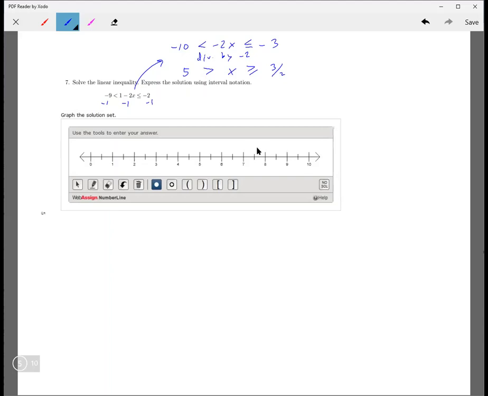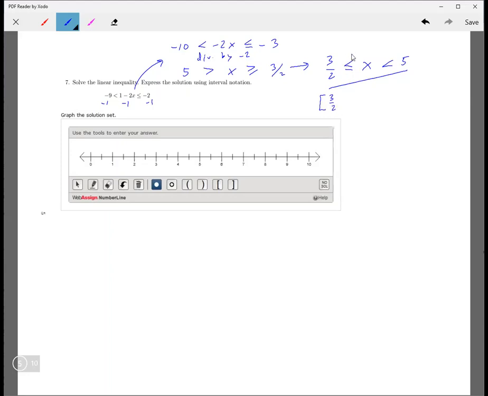Now, it's customary to go from the smallest to the largest, right? And that's what we started out with right here. But here, since the direction of the inequality was flipped, we're going from largest to smallest. So you just rewrite it this way. Rewrite it like that. And when you go from smallest to largest, it goes right into interval notation.